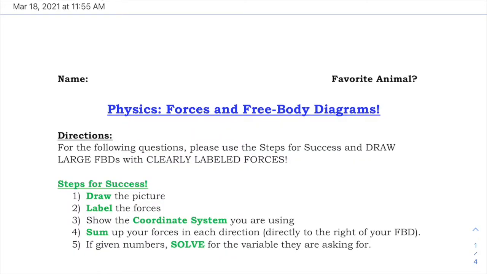All right, today we're going to take a little look at physics, forces, and free body diagrams. So in physics, we use a certain tool called free body diagrams. And all that really is, it's like a picture labeling the forces that are acting on an object.